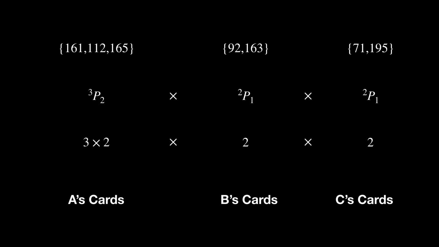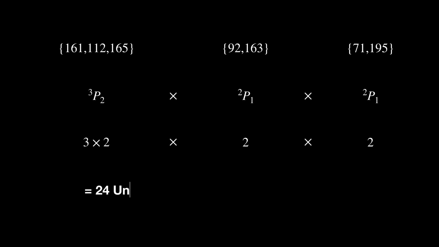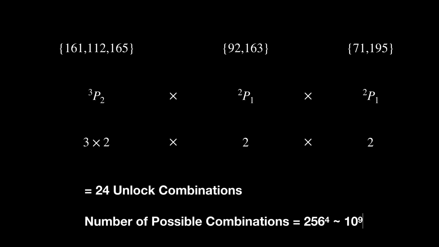Therefore, we will have 3P2 permutations in which A can insert his or her cards and 2P1 permutations each in which B and C can insert their cards. In total, there are 24 unlocking permutations, while the number of permutations which are possible is 256 to the power 4, which is huge, approximately of the order of 10 to the power 9.